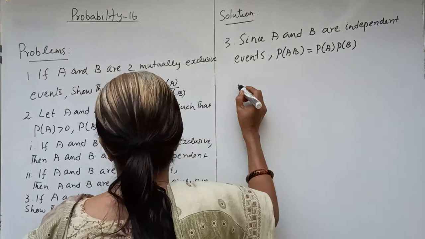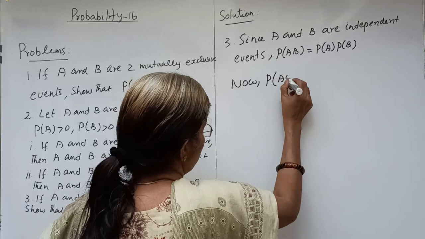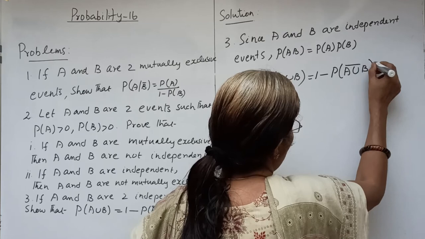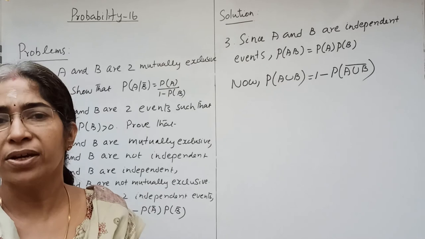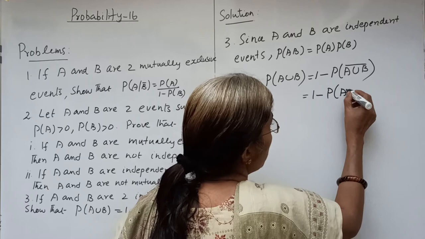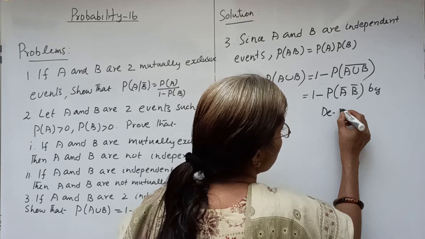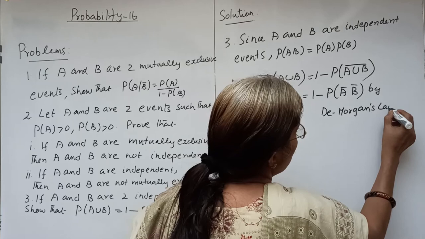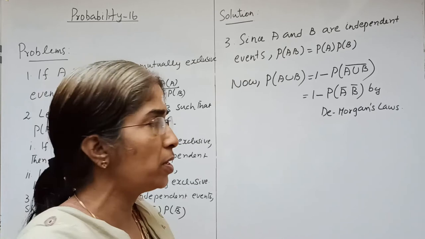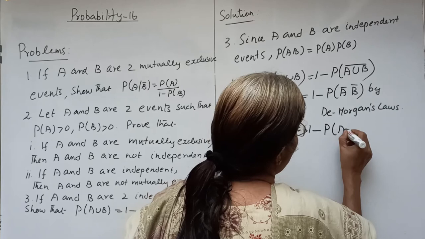Now we start with P of A union B. We can write it as 1 minus P of A union B whole bar. And we can write P of A union B whole bar as P of A bar intersection B bar by De Morgan's laws. And we know P of A bar B bar equals P of A bar into P of B bar. That is equal to 1 minus P of A bar into P of B bar.